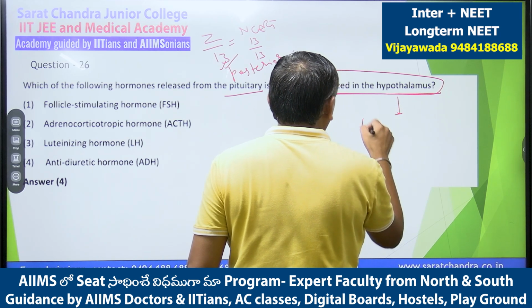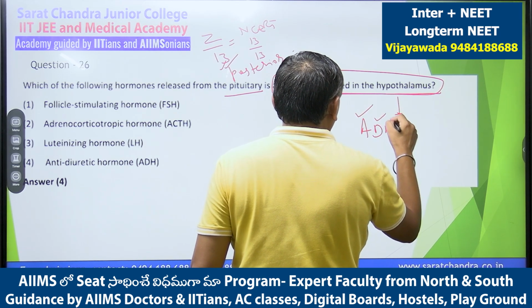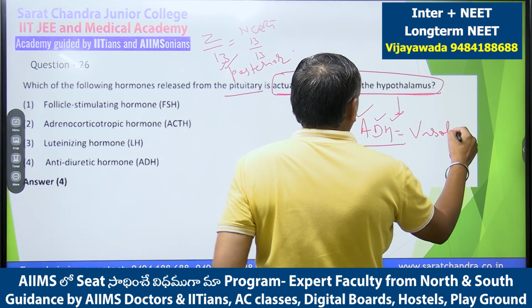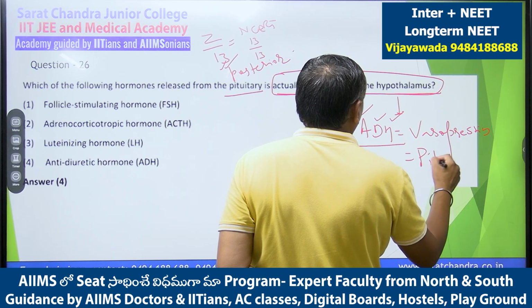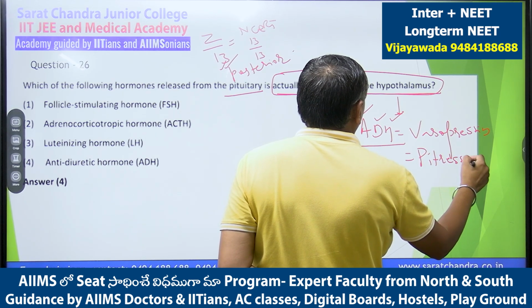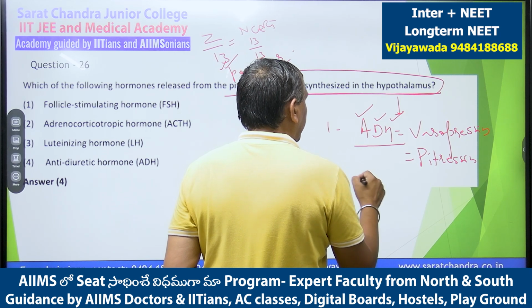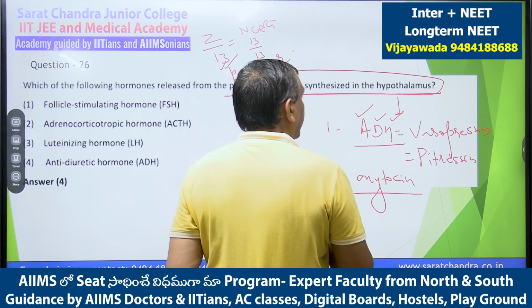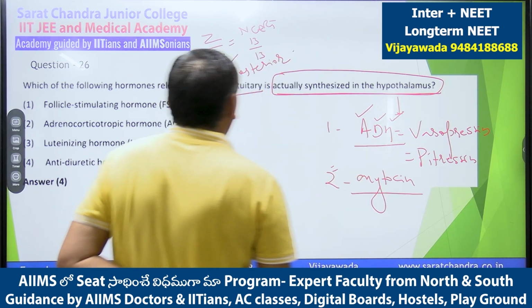And what are the two hormones? ADH, anti-diuretic hormone, or vasopressin or pitressin. This is the first hormone. What is the second hormone? Oxytocin, the birth hormone, the milk ejection hormone. It is the anti-diuretic hormone.